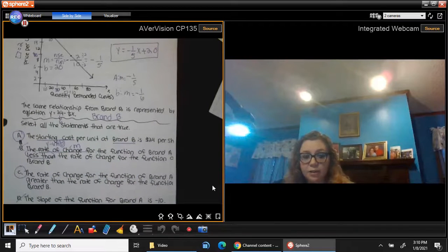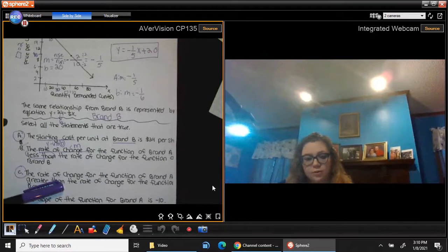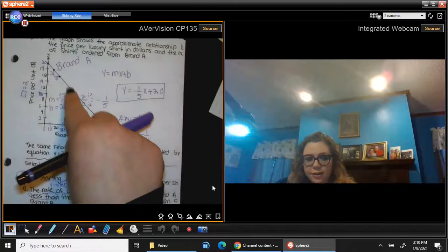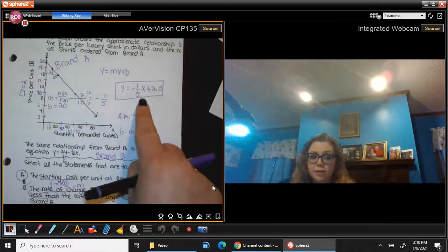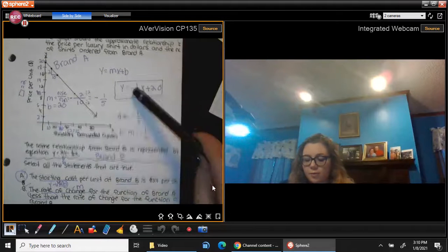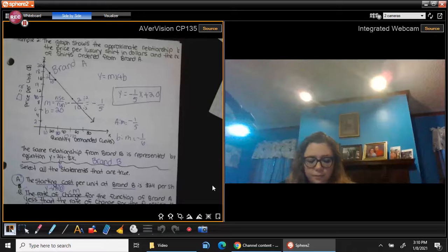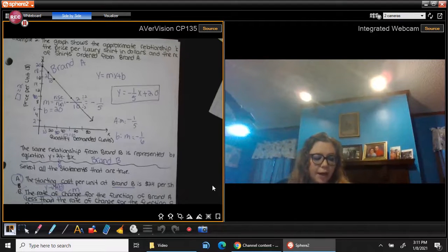So this is asking you, this is actually, you're looking at a lot of stuff. You're looking at the slope, the rate of change, you're looking at the y-intercept, okay, you're looking at all these things, and it really helps if you can convert this line to an equation, so you can automatically compare the two equations together. So we're just comparing them.